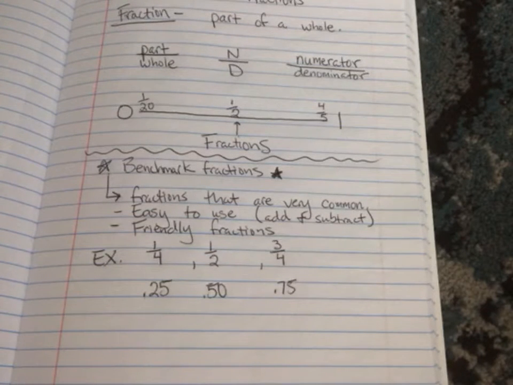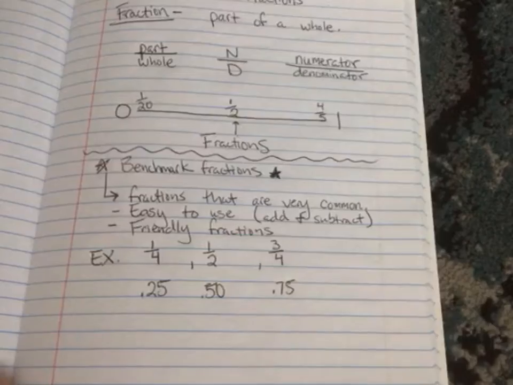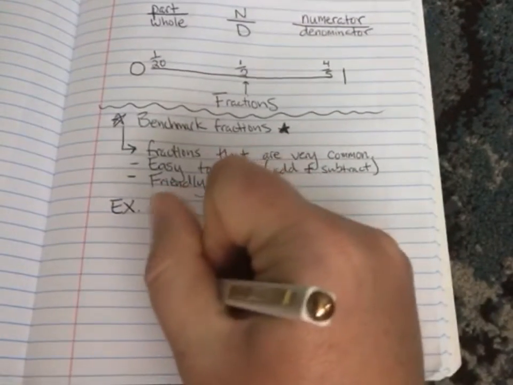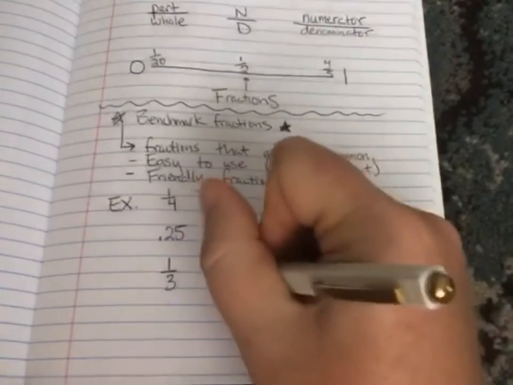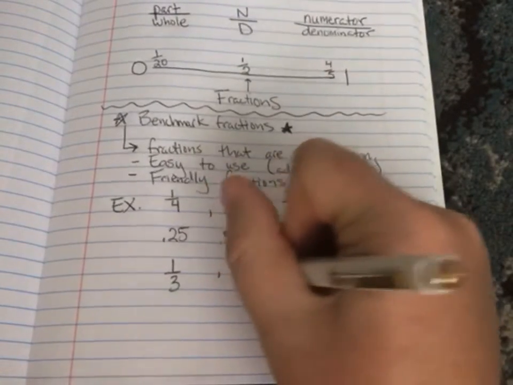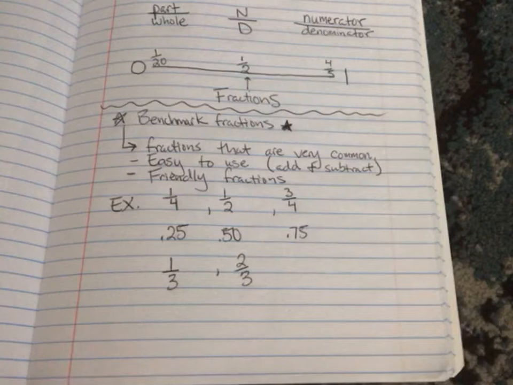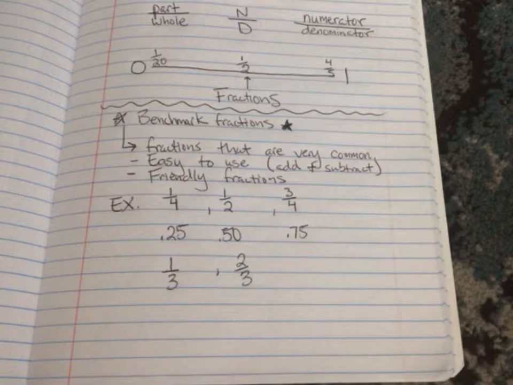The next ones, which you may not see as much but could definitely be benchmark fractions, are your thirds. So 1/3 is definitely a benchmark fraction, and 2/3 is another. I'm not going to write 3/3 because that would be our whole again, but thirds are usually very common. So 1/3 and 2/3 are going to be considered benchmark fractions.